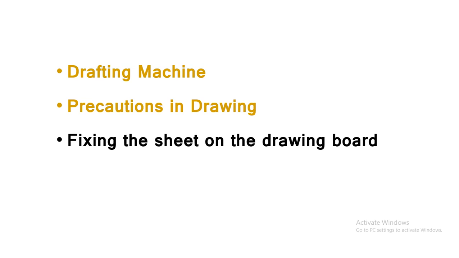Next topic is fixing the sheet on the drawing board. When installing the drawing sheet on the board, place it on top of the board and near the left edge. Align the upper edge of the drawing sheet with the T-square blade. Apply pieces of tape to the edge of the sheet while pressing the drawing sheet firmly. Now place the T-square near the bottom edge of the sheet and tape the lower edge as well.